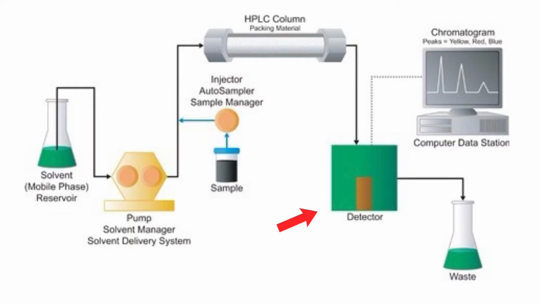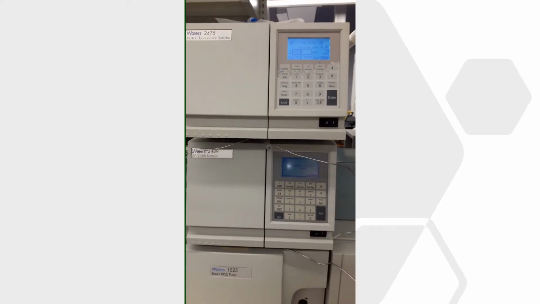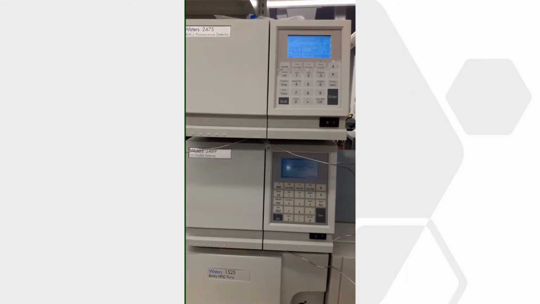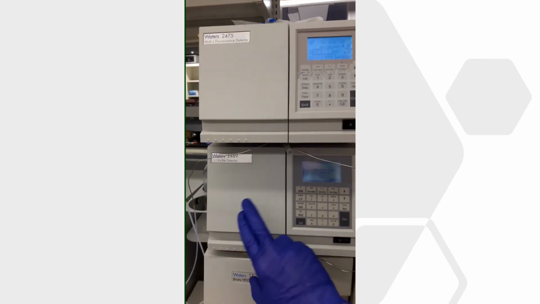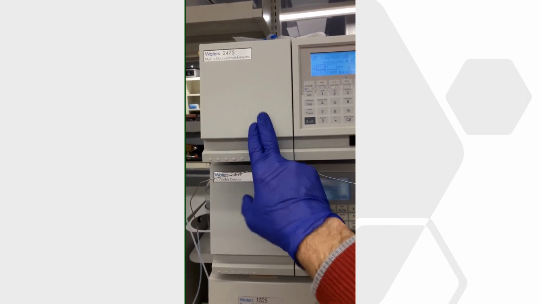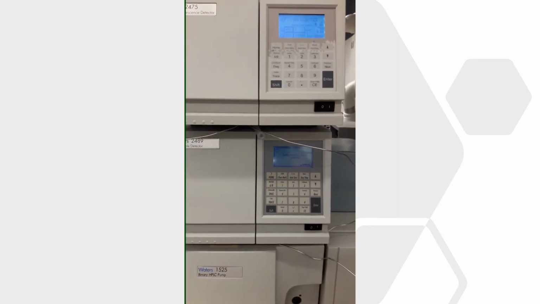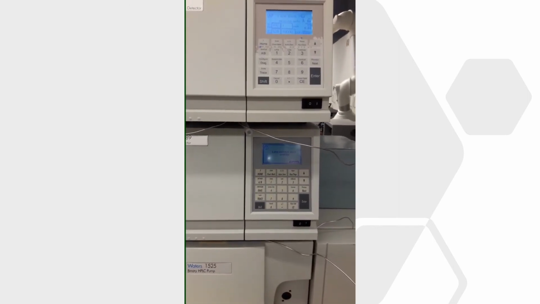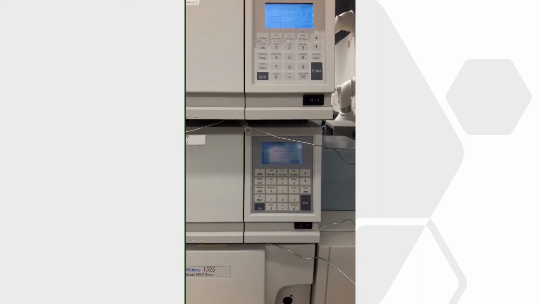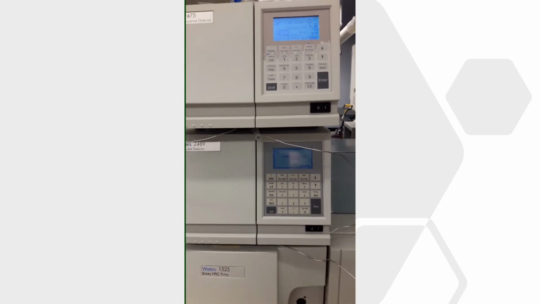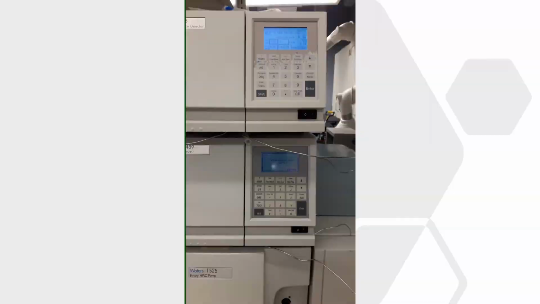After separation of the sample components on the column, now it's time for detecting these components and measuring the concentrations. There is a wide range of detectors in HPLC. Here we have a UV detector and a fluorescence detector. We can operate them either together or we can operate only one of them according to our needs.